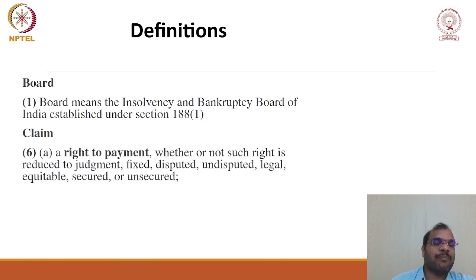What is the meaning of claim? Section 3 subsection 6. Claim means a right to payment, whether or not such right is reduced to judgment, fixed, disputed, undisputed, legal, equitable, secured or unsecured. So whenever I have a right to payment, I have a right to receive the payment from someone.